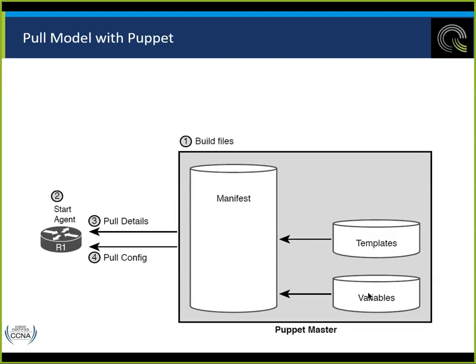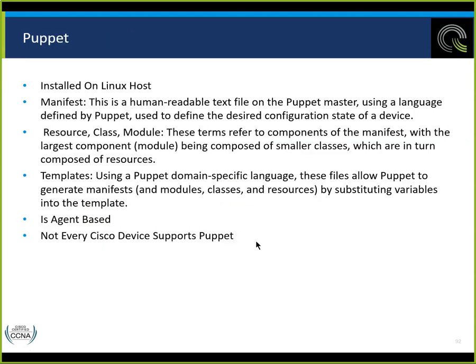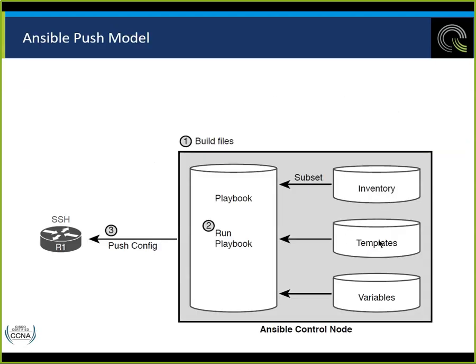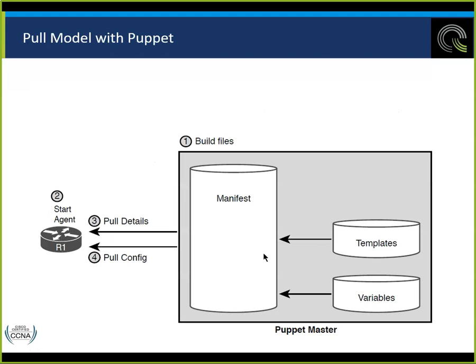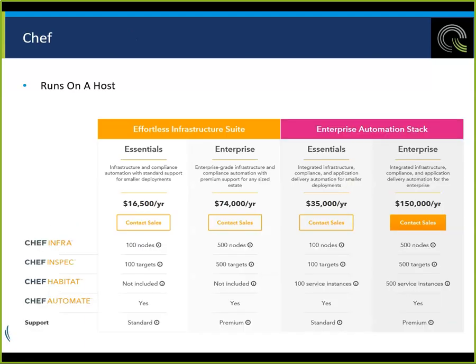So we're going to have the templates, the variables, and if we go back to the push, we had the inventory, the templates, and the variables. In this one, the pull model with Puppet, we've got the builder files, we've got the templates, the variables, and then the pull details and the pull config. The agent, one builder file, start the agent, pull the details, pull the configuration files from the manifest.